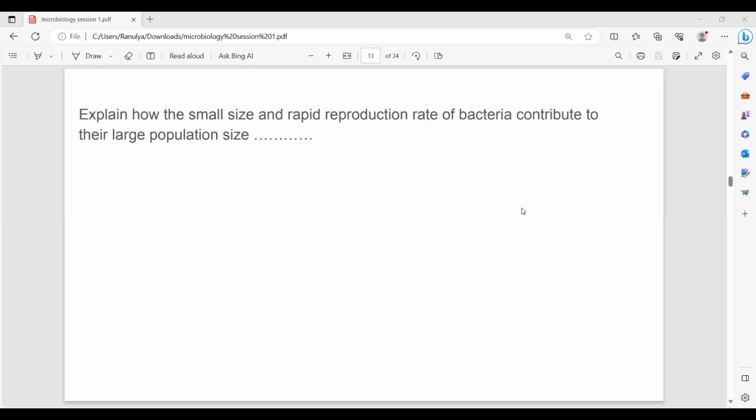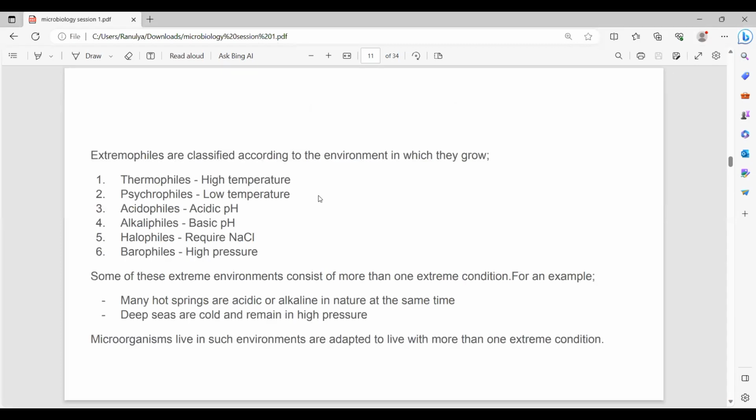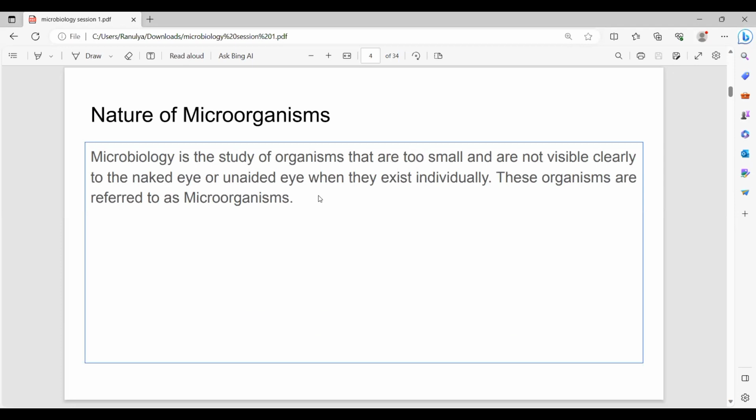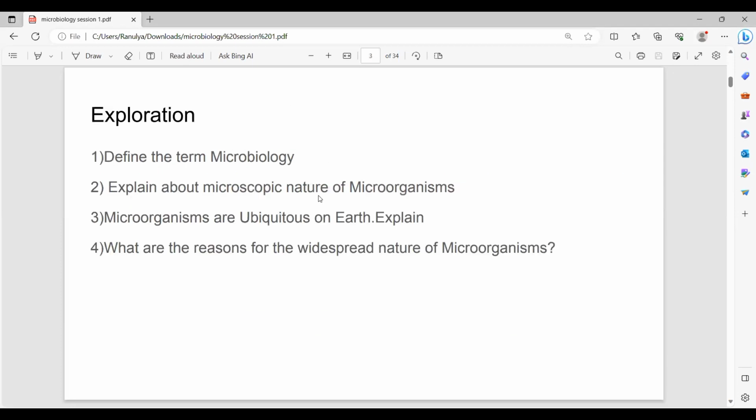Right. Now start to write down answers for these questions. Exploration questions. I told you at the end of the first part of the session, you should be able to write down answers for these questions. Copy down the questions and write down. Please don't go through your note. Try to write from memory and we'll check the answers. Quickly.